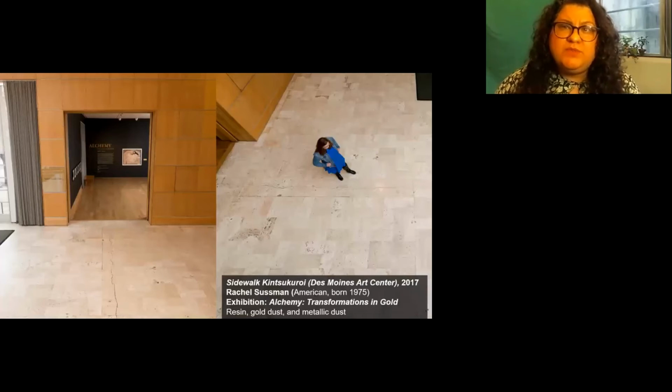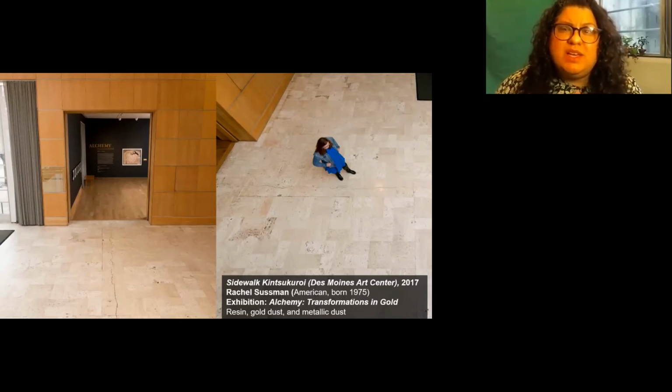Only two of the works featured in this slideshow are permanent additions to the museum. The first being Shadow by Lewis de Soto, and the second is this work, created in 2017 by artist Rachel Sussman. The work is titled Sidewalk Kintsukuroi and was installed for the exhibition Alchemy, Transformations in Gold, which brought together a group of international artists whose work incorporates gold or another metal disguised as gold.